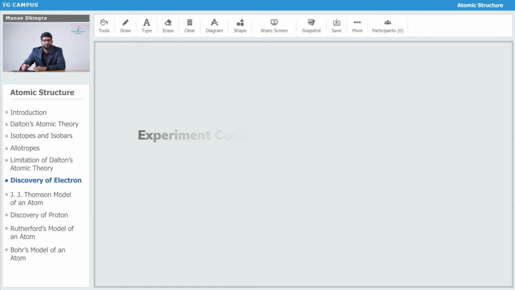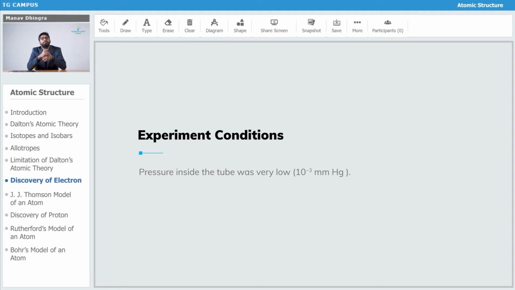Now we'll study the experimental setup in more detail. So let's see. The first thing was that the pressure inside the gas was very low. It was so that the particles of gas do not collide with each other, right? You just saw that the particles are moving from cathode to anode, and we call them cathode rays. We haven't named them as electrons now. So that these particles do not collide with each other, the pressure of the gas was kept very low.